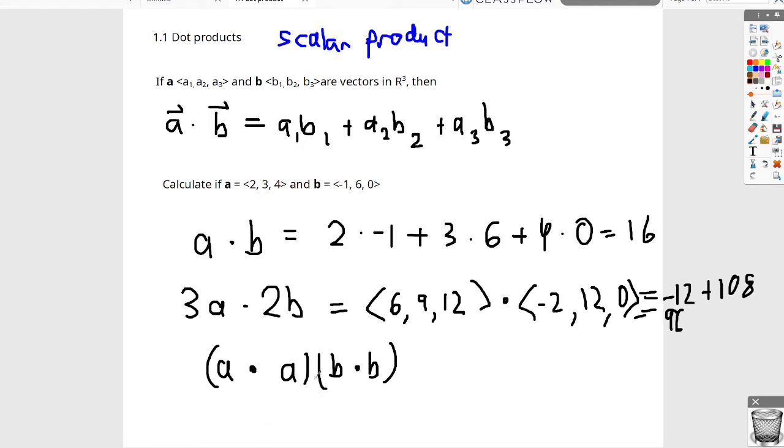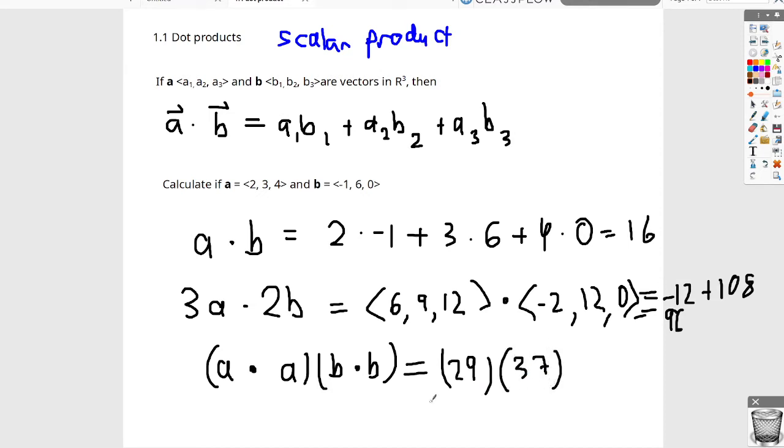Now notice I don't put a dot in here, and there's a reason why. For me to tell you what that reason is, I first have to calculate this. So A dot A is 2, 3, 4 dotted with 2, 3, 4. That's simply each of them squared, and then you add them together. So 4 plus 9 plus 16 is 29, times B dotted with B, each of them squared, add them together, 37.